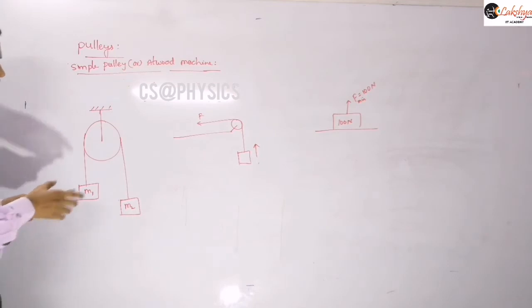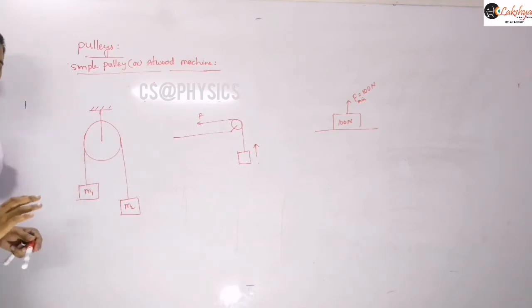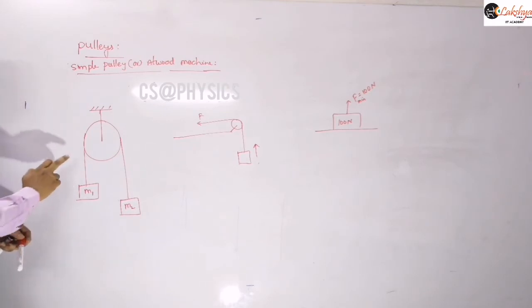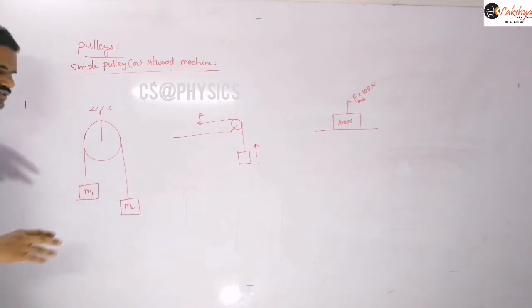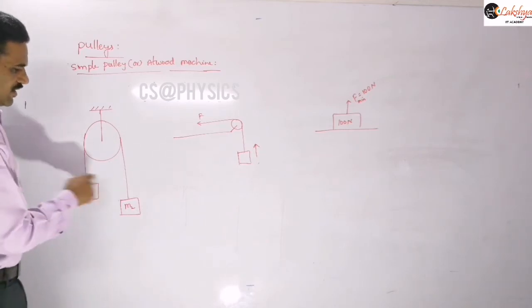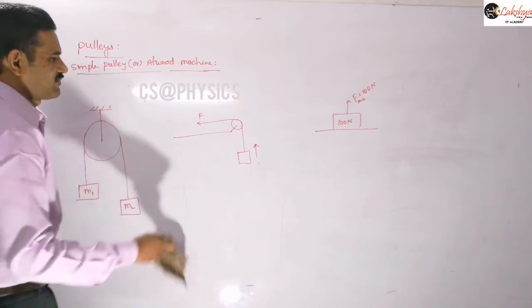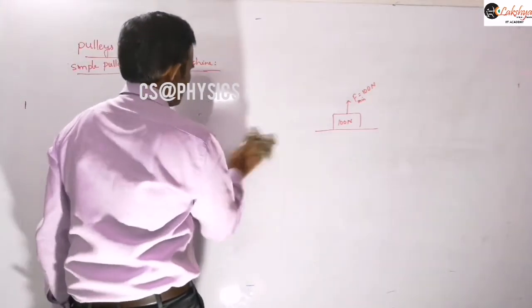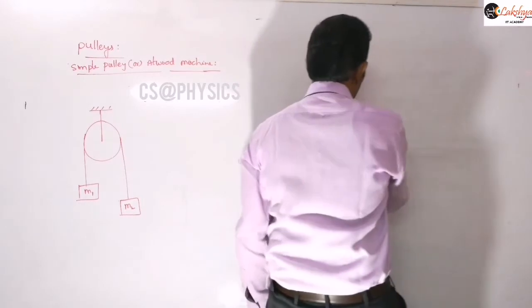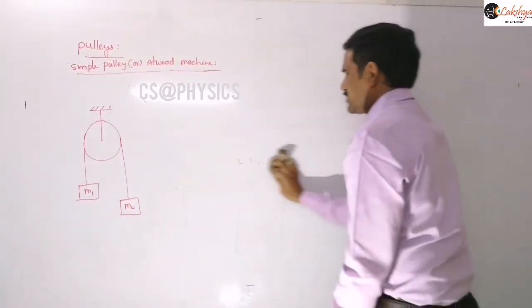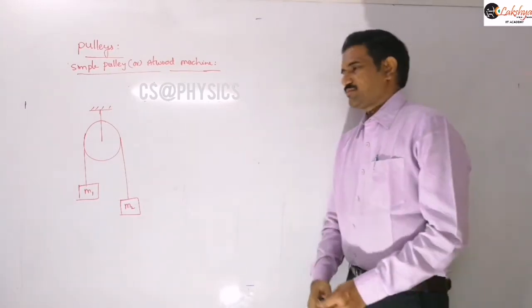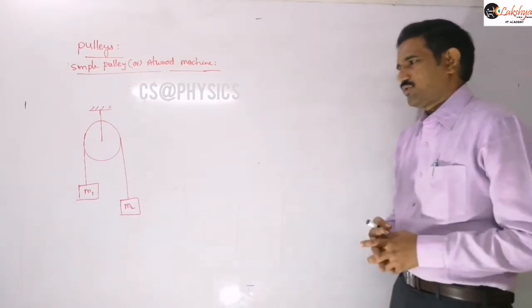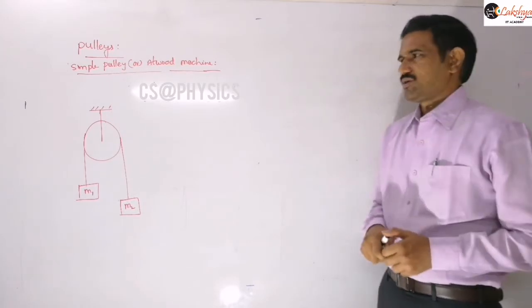And so now Atwood machine means just we are taking an ideal pulley like this. And this ideal pulley means the mass of the pulley is negligible and the friction is negligible, and the pulley strings are also ideal we are taking here, right? Now the two masses are suspended like this. And so now we are going to write about the acceleration of the system and tension in the string. That means if the blocks are released from those positions, we need to write the acceleration of the system and of those blocks, and the tension in the string.